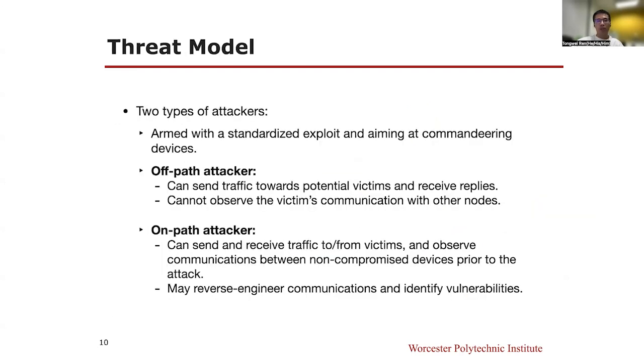In our threat model, there are two types of attackers, both armed with a standardized exploit and aiming at commandeering devices. The first type is the off-path attacker, who can send traffic towards potential victims and receive replies, but cannot observe the victim's communication with other nodes. The second type is the on-path attacker, who can send and receive traffic to or from victims, and observe communications between non-compromised devices prior to the attack.